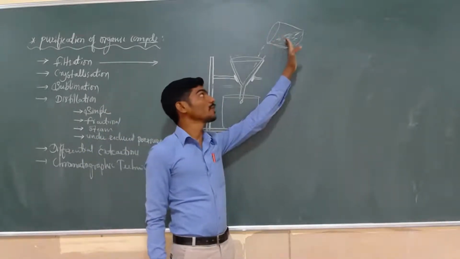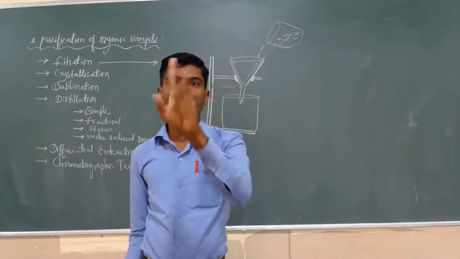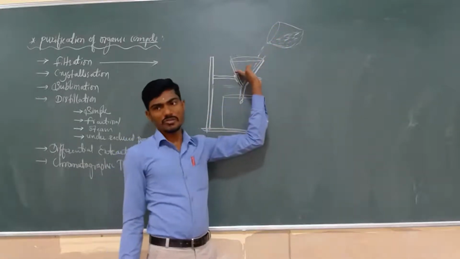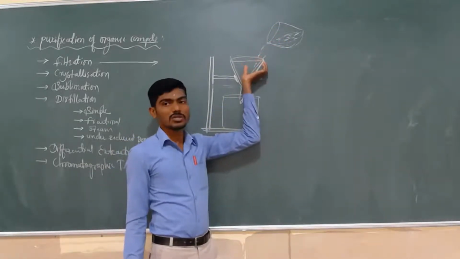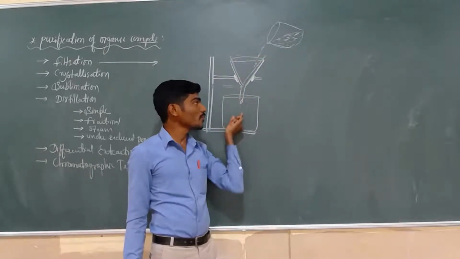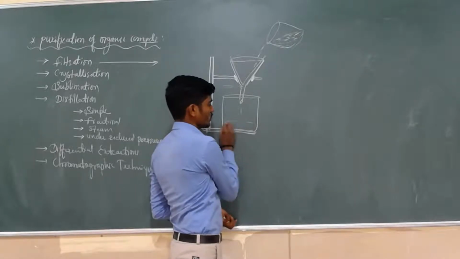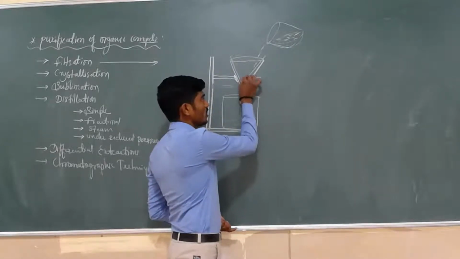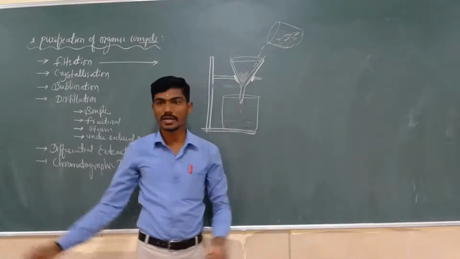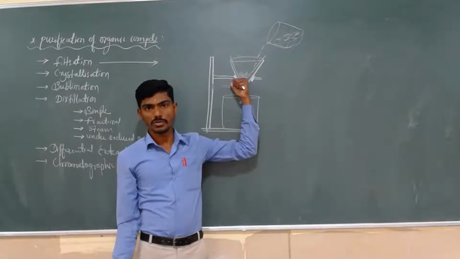Once I have prepared a solution, the given mixture is mixed in a suitable solvent in which only one component is soluble, and this solution is slowly added to a funnel in which the filter paper is placed. The soluble component passes through the filter paper and is collected in the beaker. The insoluble component which remains on the filter paper is called the residue. This is the procedure, filtration.